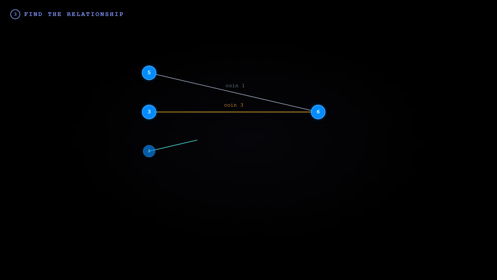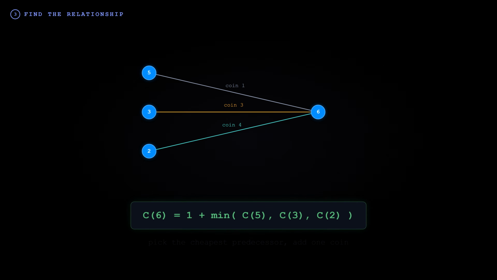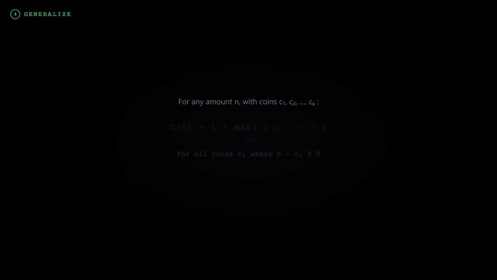Moving on to step 3, finding the relationship. This is where it gets really fun, because now we need to figure out how these subproblems actually connect to each other. Think about C of 6 for a second. If we decide to use a 1 coin as our last coin, then we need to already know C of 5. If our last coin is a 3, we need to know C of 3. And if it's a 4, we need C of 2. So C of 6 is simply 1 plus the minimum of C of 5, C of 3, and C of 2. We're just picking whichever previous amount needed the fewest coins and adding one more coin on top of that.